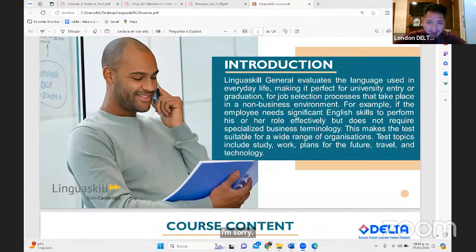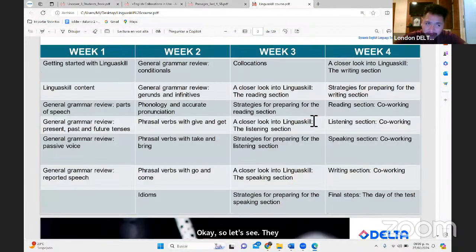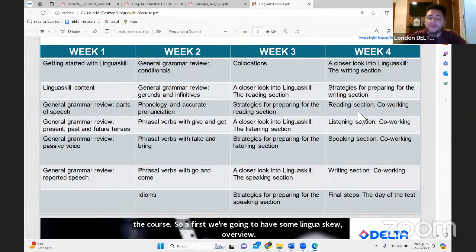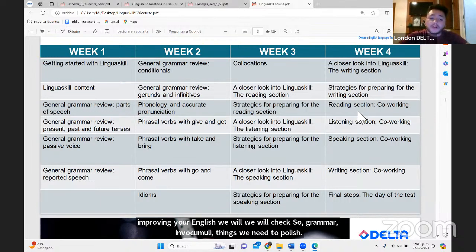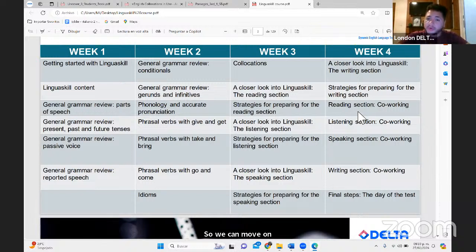Okay, so let's see. The content of this course is divided in 4 weeks. On week one, we will see these topics. This is the organization of the course. First we're going to have some Linguaskill overview. We will see what it is about, the different parts. And then during the first weeks, we're going to focus on improving your English. We will check some grammar and vocabulary things we need to polish so we can move on and do the test.